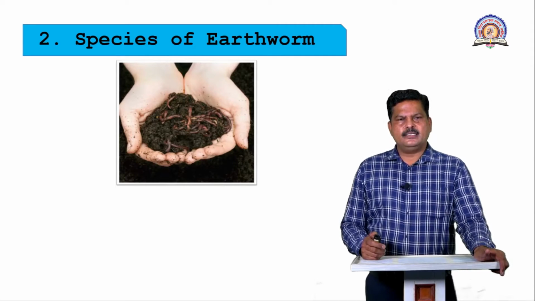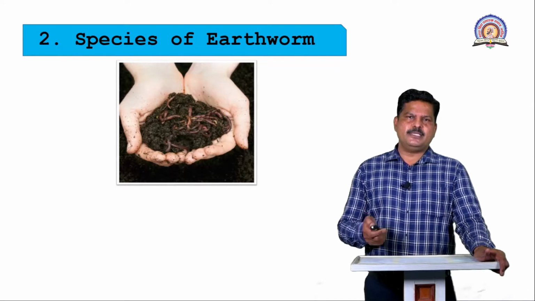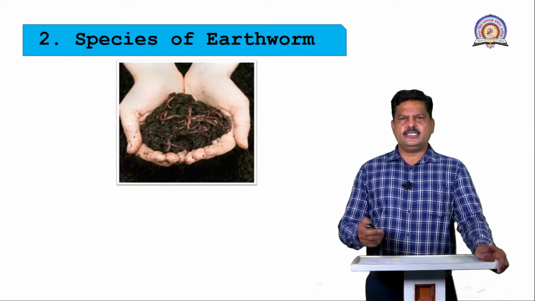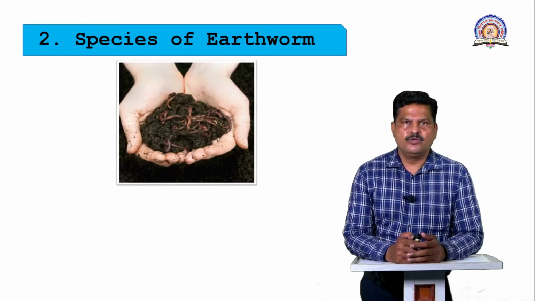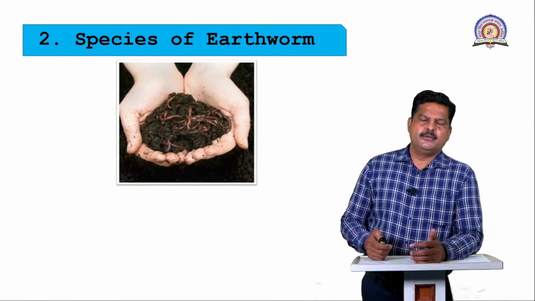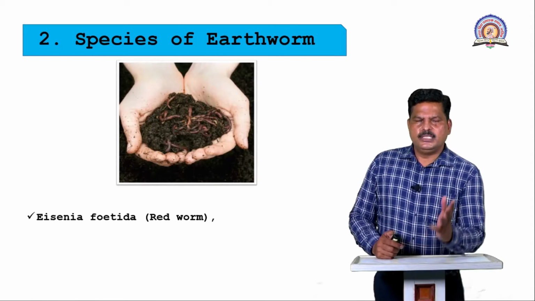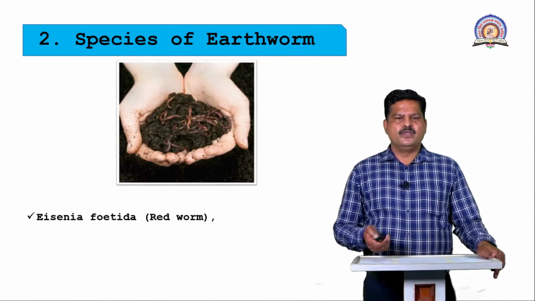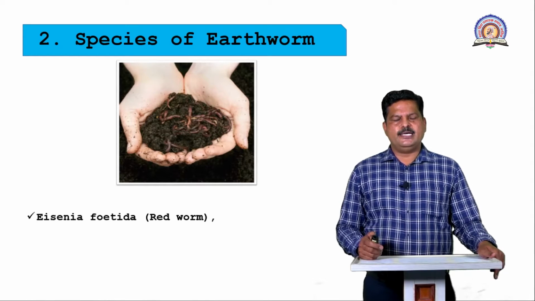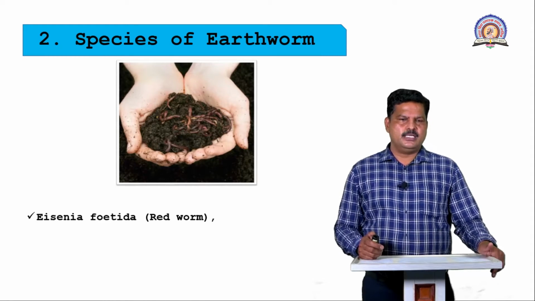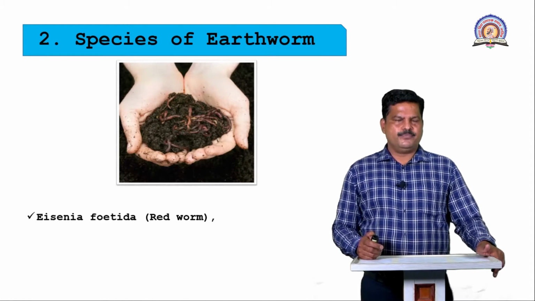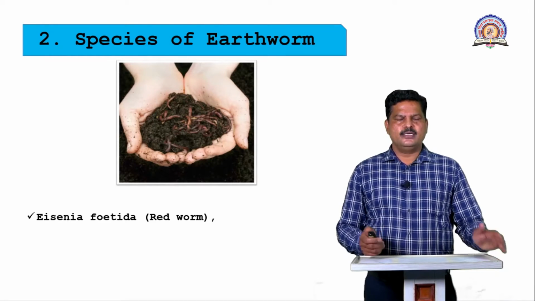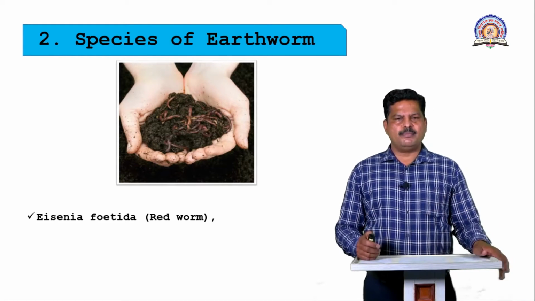Then the second part: what are the different species of earthworm? Generally there are different species of earthworm which we observe in nature, but in general these are the three important species used in vermitechnology. The first one is Eisenia foetida. It is commonly known as red worm. In the slide there is a culture of worms along with vermicompost.